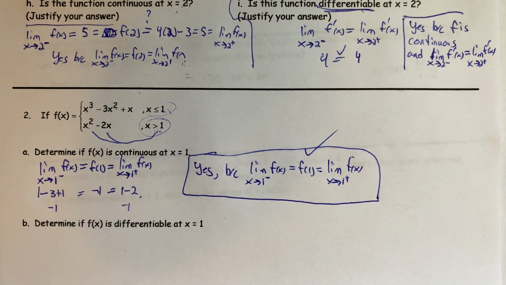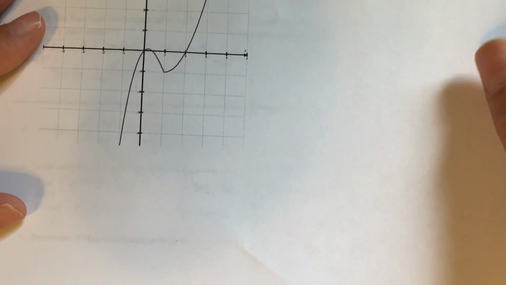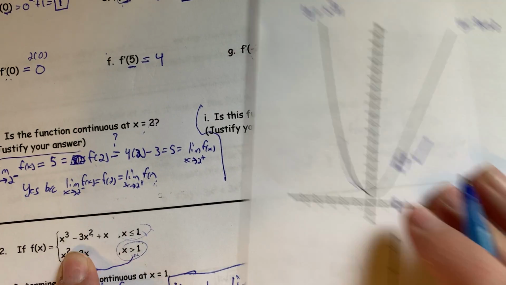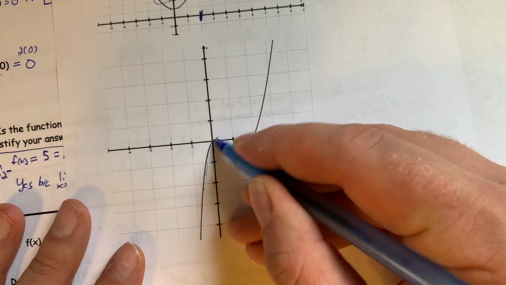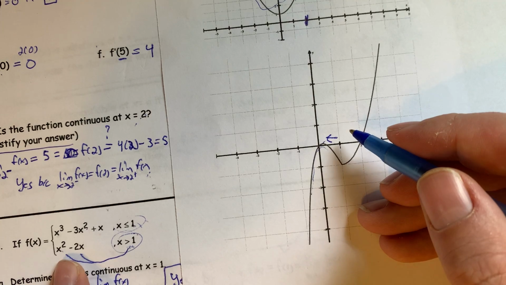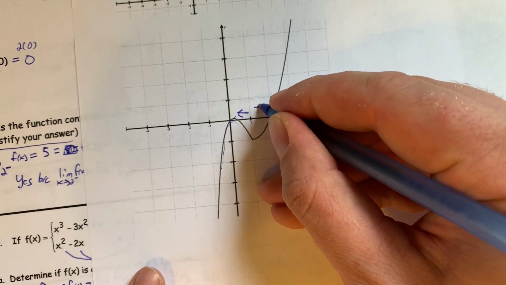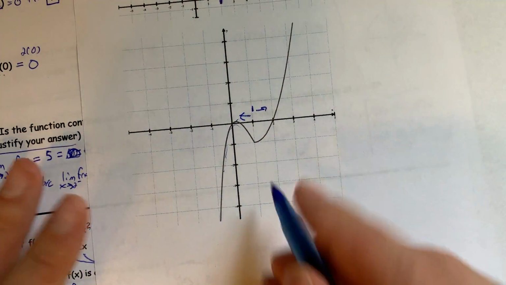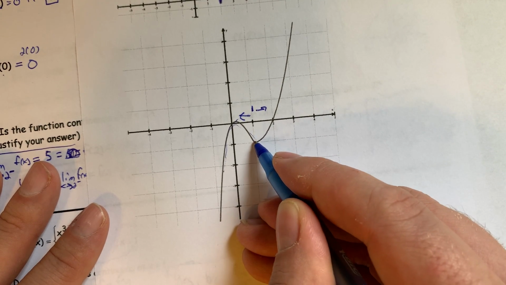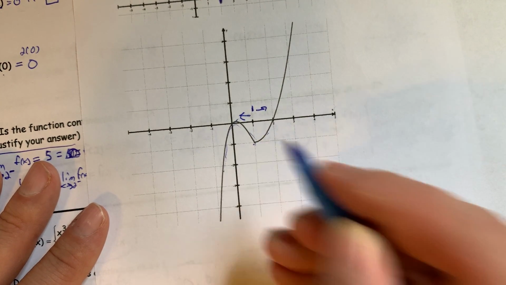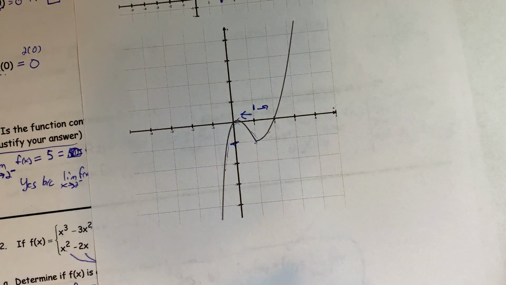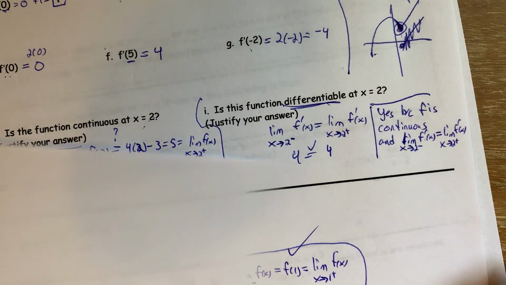Actually, before we move on to that, guys, let's look at a picture of what was happening here. This is this graph. It was this cubic function. So this was part of a cubic function when x is to the left of 1, and then it became this parabola when x is to the right of 1. So here's when x is 1, and we can see that it met up. The value from the left and the value from the right were both getting close to negative 1. And so it's continuous. Now, is it differentiable?